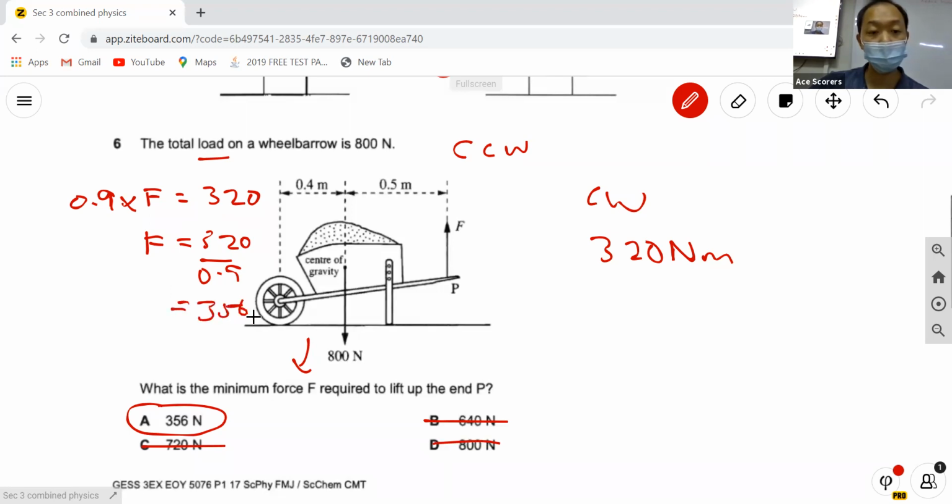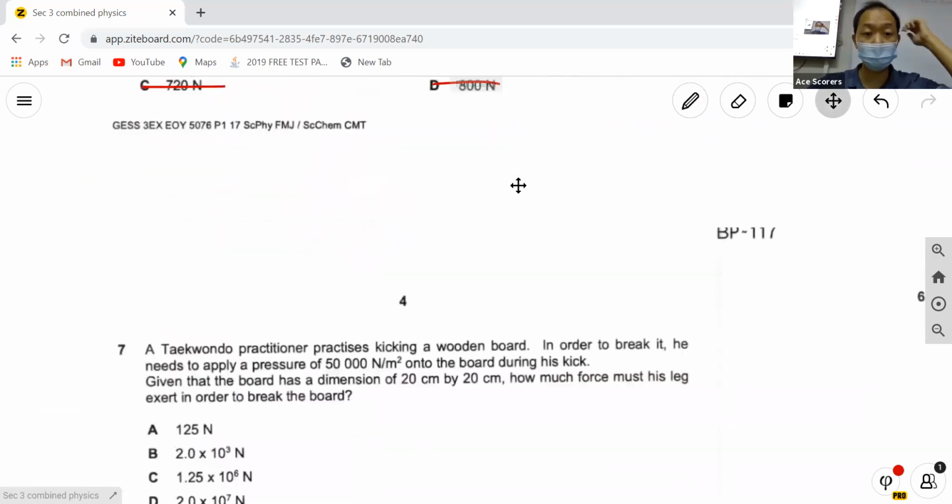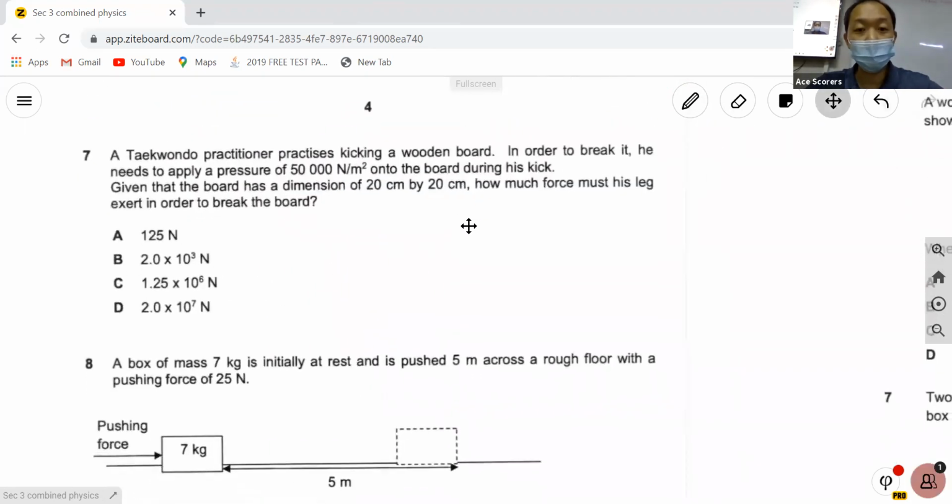356. Okay, so we can calculate. Okay, accuracy. Yeah, next. Taekwondo practice, wooden ball practice. How much force must this take? Yeah. What do you get? Elijah? C. Wrong, man. B. B is correct.